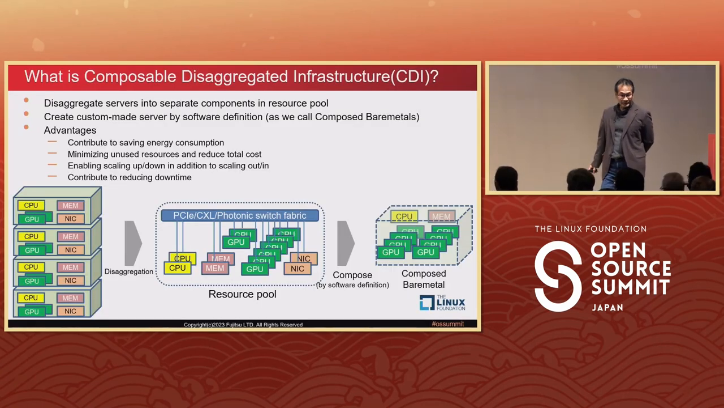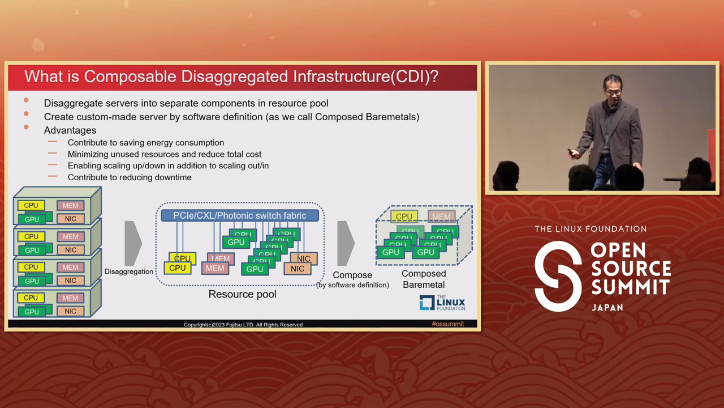Composable disaggregated infrastructure, CDI, is a new server architecture. It disaggregates existing servers into separate components in a resource pool, and it composes a custom-made server by software definition. We call these servers composed bare metals.